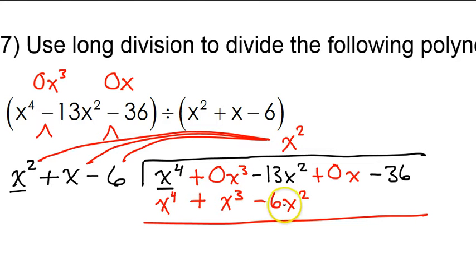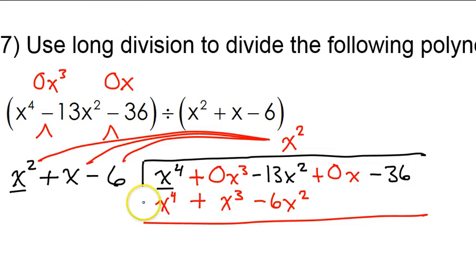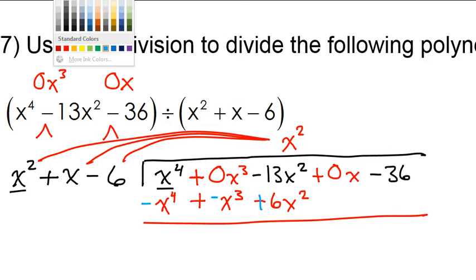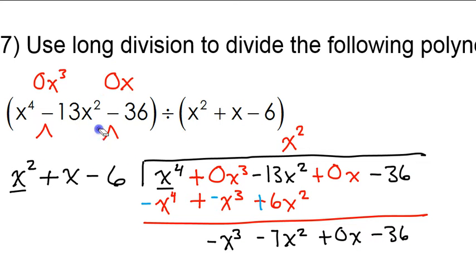Now we need to subtract this by changing all of the signs. So this will become negative, and this will become negative, and this will become positive. So when I combine like terms, these cancel out, and I just have now negative x to the third power. And this is going to be negative 7x squared. I'll just go ahead and bring down the 0x right there, and then minus 36. Just bring everything down, and then I basically start the process over again.